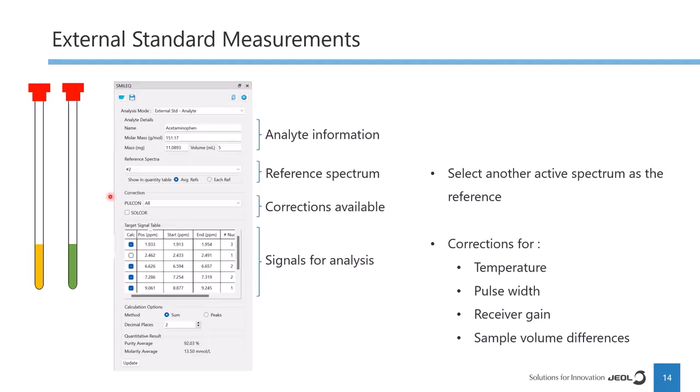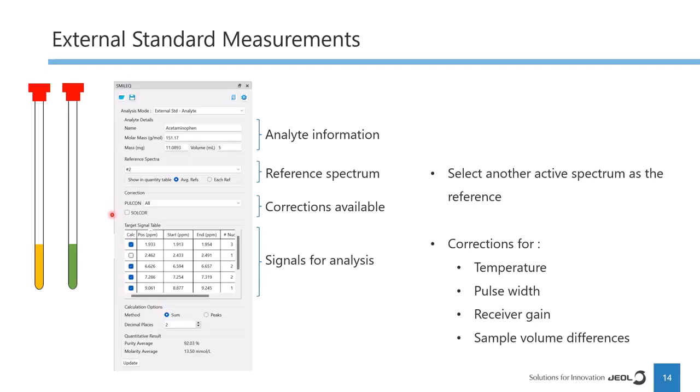We have information on the corrections that can be applied. So there are a number of schemes published where you can correct for differences in experimental parameters between the data that was used for the reference compound compared to the data that was used for the analyte. So the PULCON method allows you to correct for things like differences in sample temperature, differences in pulse width, differences in receiver gain. And so we can turn on or off any of those corrections if you wish.